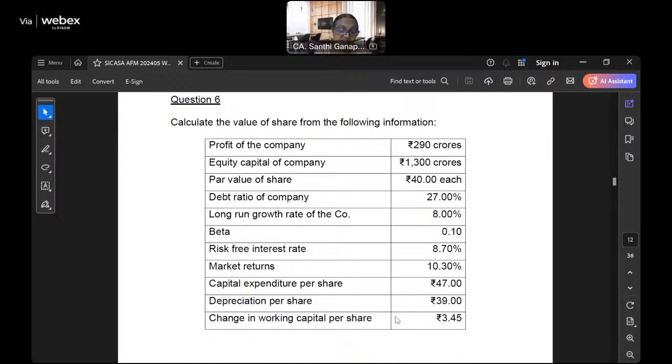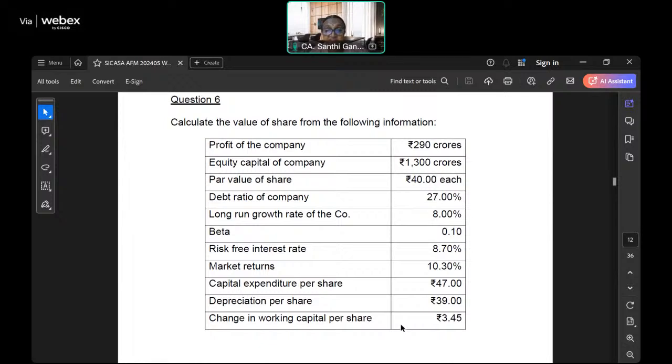Let us see what is there in store in the problem. We have profit for the company. Profit for the company means what? Profit after tax. Now, equity capital is given, par value is given, debt ratio is given, long run growth rate for the company is given, beta, risk-free interest rate, market return. The moment we see beta, we know we are looking at CAPM, capital asset pricing model. Cost of equity using CAPM would be RF plus beta into R minus RF.